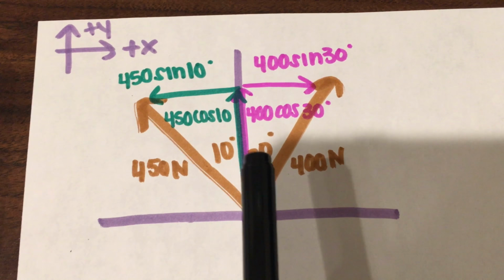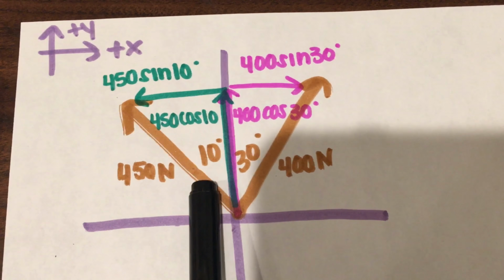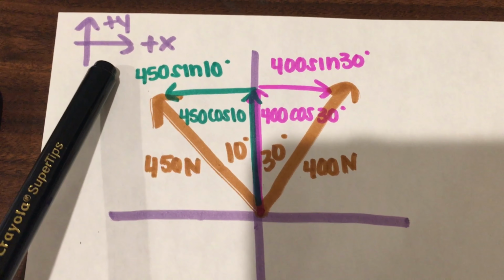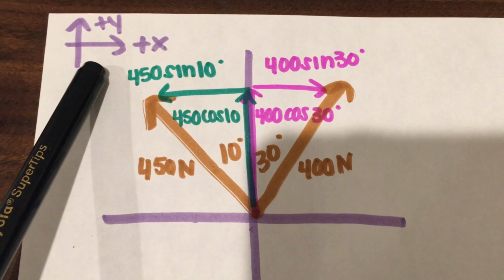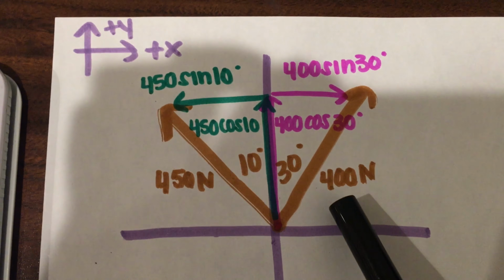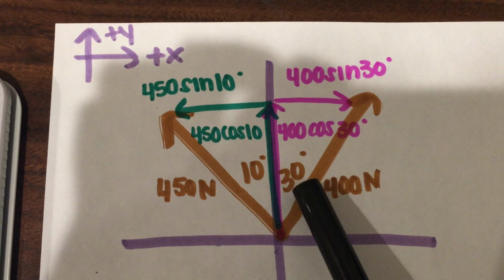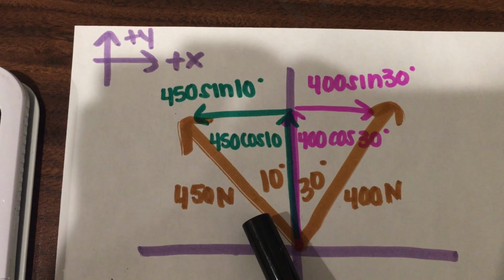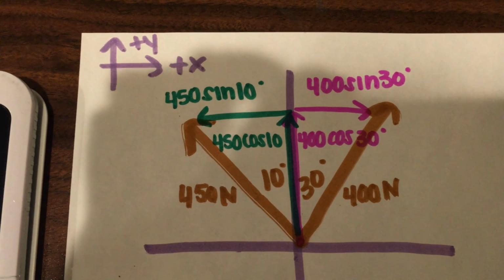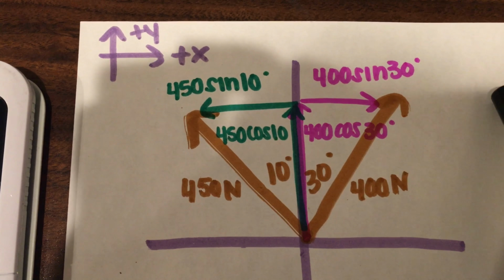They also tell us that this angle is 30 degrees and this angle is 10 degrees. Side note, please make sure that you label where your positive x and y are, because that will come into play later. Given that we know the magnitude of the forces at the 30-degree angle and the 10-degree angle, we can use both those values to find the x and y components of both forces.